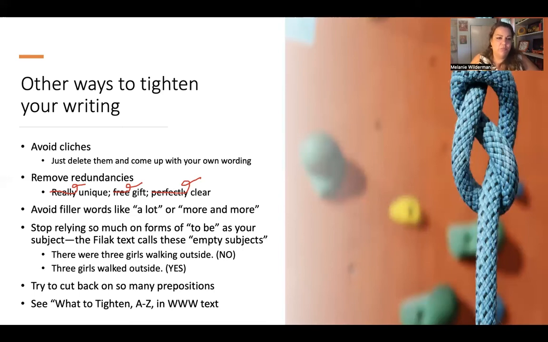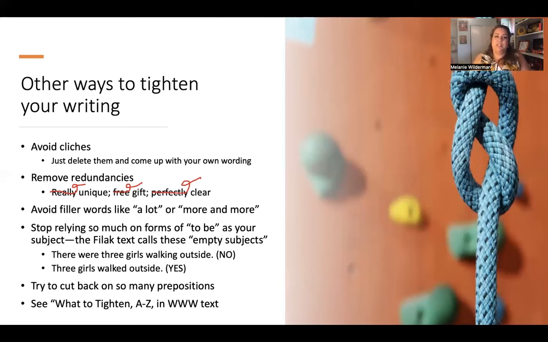So if you're seeing things like a lot, a little, the best, the worst, the most, more and more, get rid of these things in your writing, and it's going to tighten it up and make it easier, and it's going to sound more professional. All right. Another thing that needs a little bit of explanation.